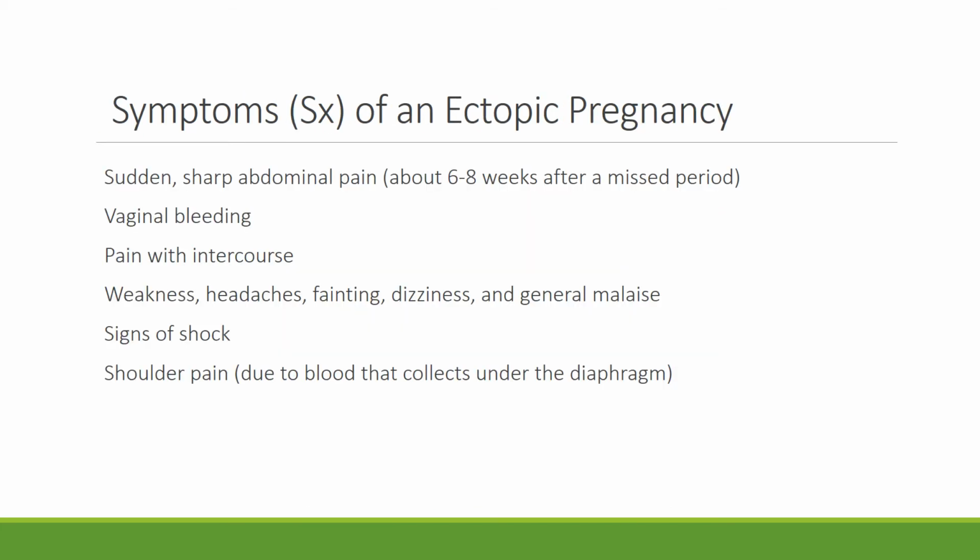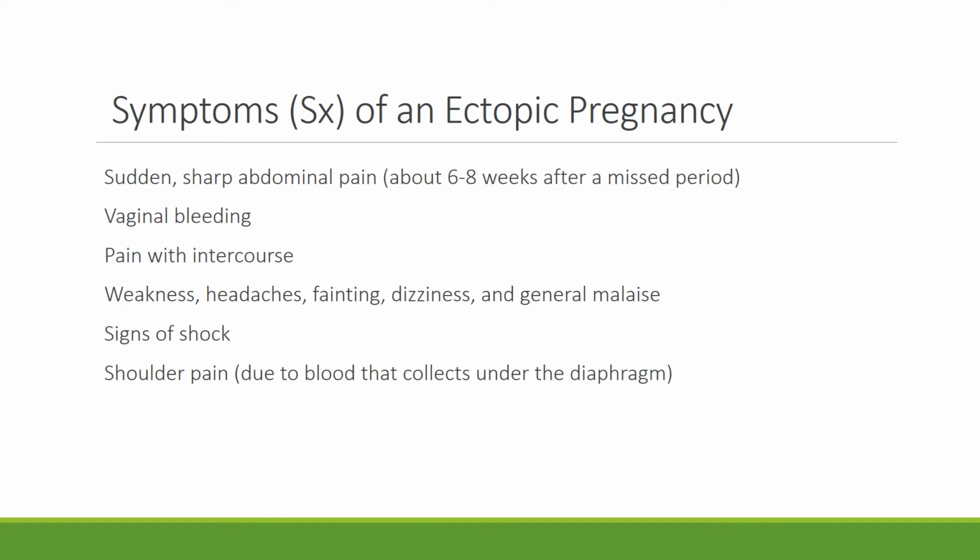Early on, an ectopic pregnancy often feels like a normal pregnancy, and the woman with an ectopic pregnancy probably will experience some of the common signs of early pregnancy. Those include a missed period, tender breasts, fatigue, nausea, and an increase in urination.